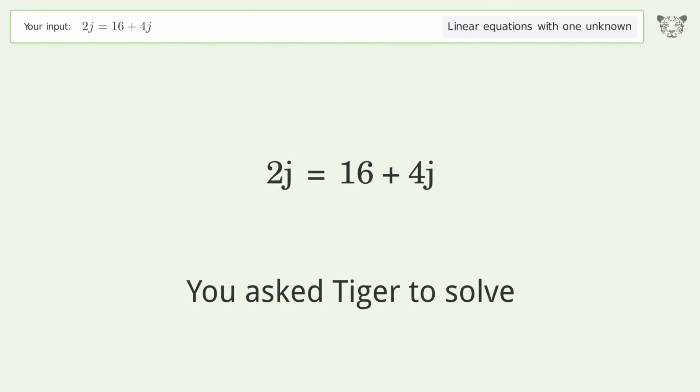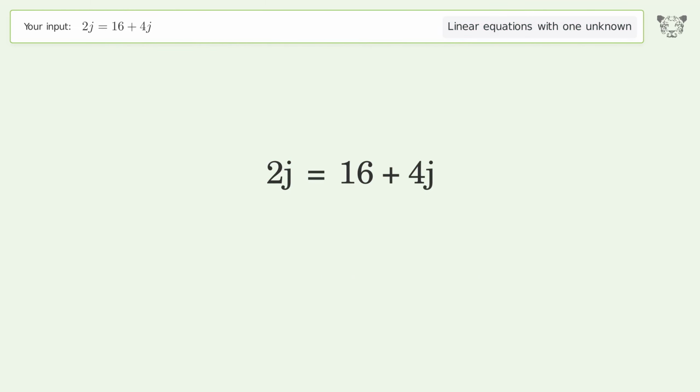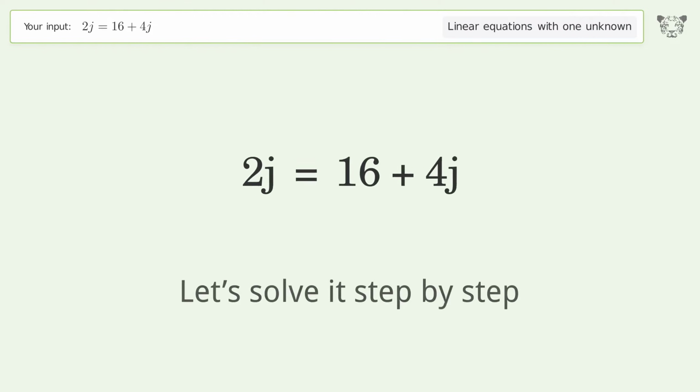You ask Tiger to solve. This deals with linear equations with one unknown. The final result is j equals -8. Let's solve it step by step.